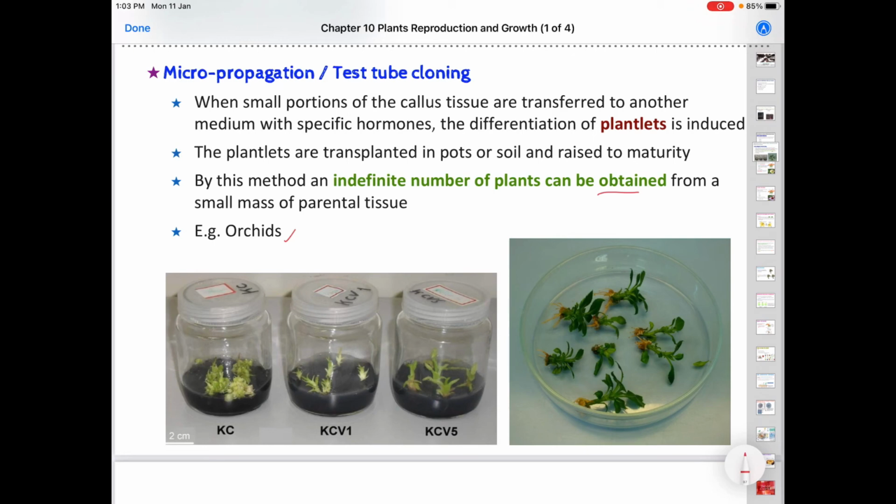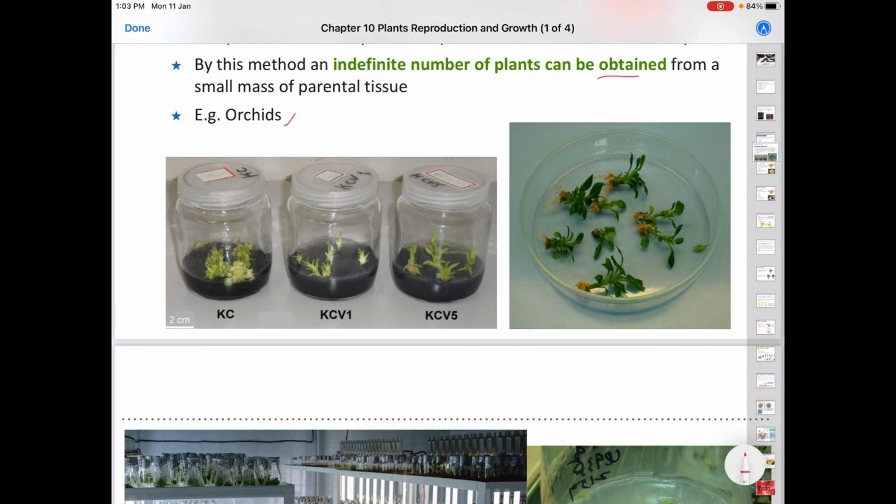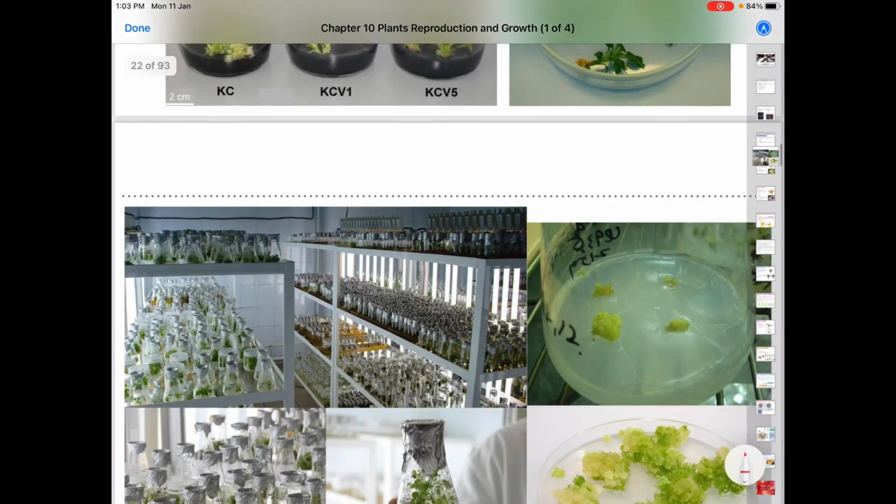But tissue culture is a very expensive procedure, and to maintain it we need very high cost. So to use the tissue culture technique, we must make sure that the plant that we culture is very valuable, very valuable in terms of money, and also for the sake of the environment.